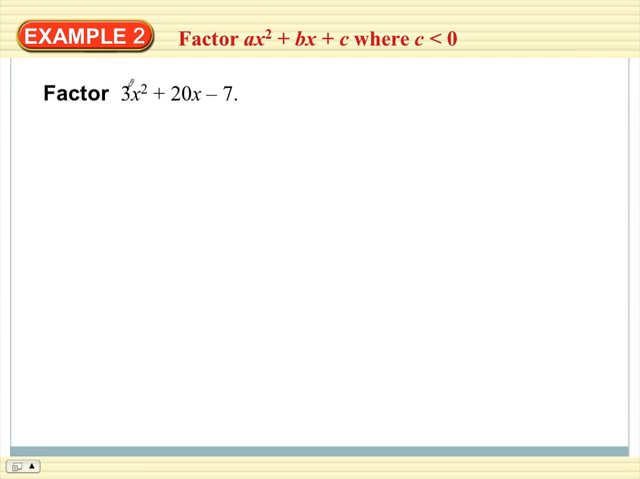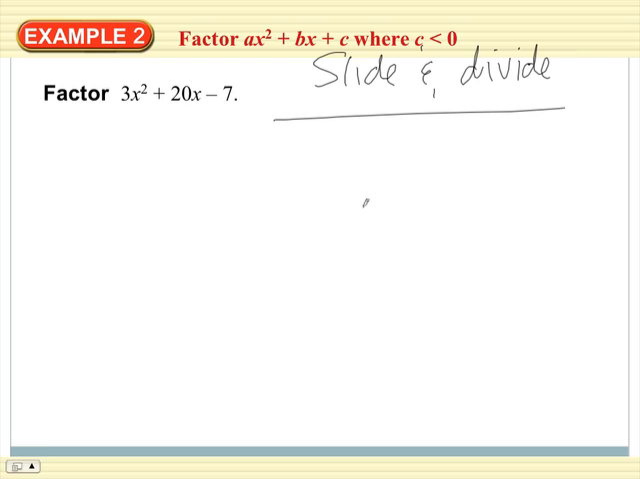Alright, here's my steps. Step 1. This is called slide and divide. Anybody ever learned this before? No? You did? Yeah, but it's not called that. No? Okay. Well, I founded it. No, I didn't. Wish I could say that. Somebody told me this about 8 years ago. I was like, oh, that's pretty cool. I like that.